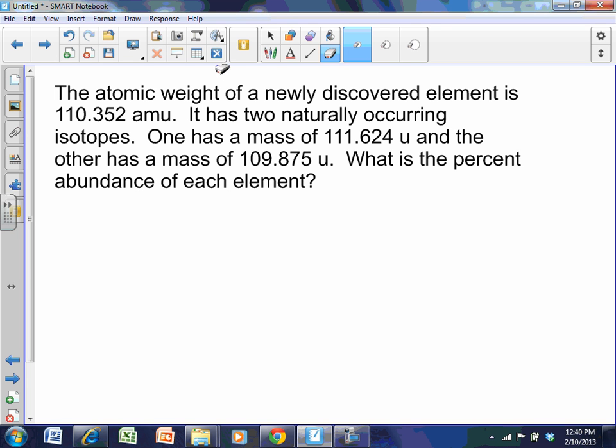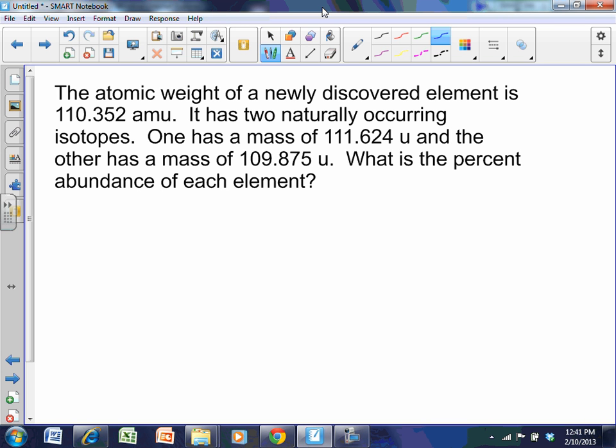I want to do a problem that involves calculating the percent abundances of isotopes. Oftentimes, you're just given the percent abundances and the masses, and you're asked to find the average atomic mass. This problem looks like initially you don't have enough information to do the problem, and so it's one of the trickier ways that you can assess average atomic mass.